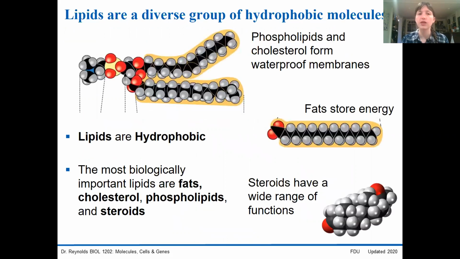Now, I'm going to go briefly through another group of these macromolecules here, which are lipids. Lipids are going to be another relatively abundant component of cells because phospholipids, one of the most biologically important lipids, are the backbone for the waterproof membranes that are absolutely essential for your cell. There are other lipids that are biologically important. Cholesterols form a component of those biological membranes. Fats are used to store energy, and steroids can have hormone functions, for example.